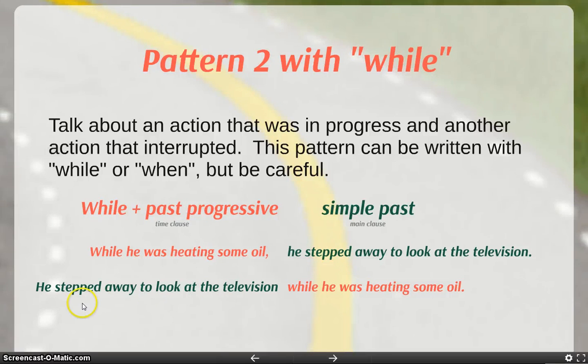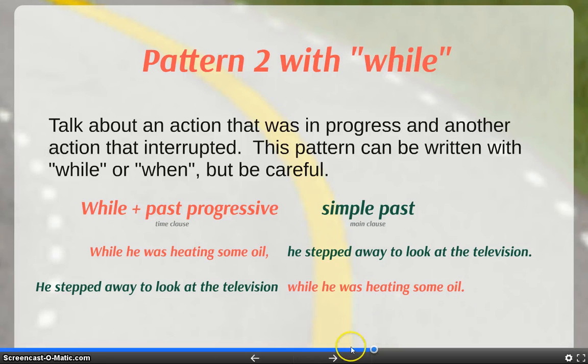Here's the same idea. Just switch the clauses. He stepped away to look at the television while he was heating some oil. So you can write this type of situation with while, and the next slide we're going to see it with when, but we have to be careful with the verbs. Try your example of this pattern, then move on to the next.